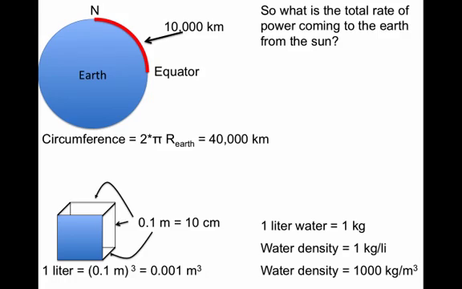So what is the total rate of power coming to the Earth from the sun? Please calculate that and verify that it is approximately 162,000 terawatts.